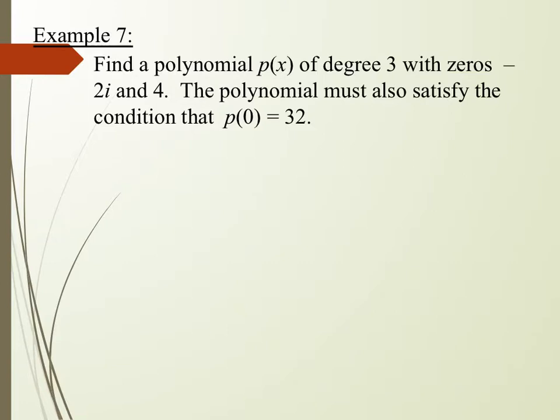So in example 7, find a polynomial p of x of degree 3 with zeros 2i and 4. The polynomial must also satisfy the condition that p of 0 is equal to 32. So go ahead and try your luck to find at least the polynomial with the constant, and then we'll show you how to do the rest with the 32. Please pause.